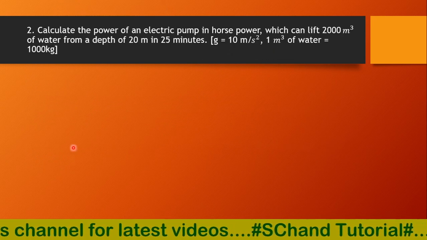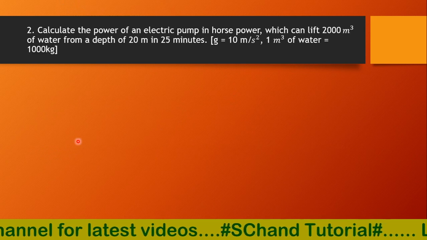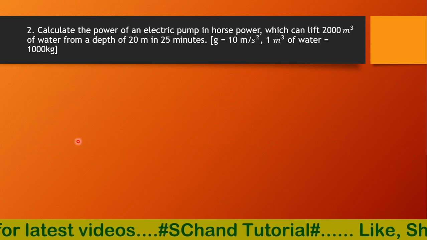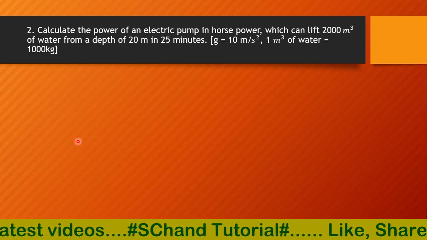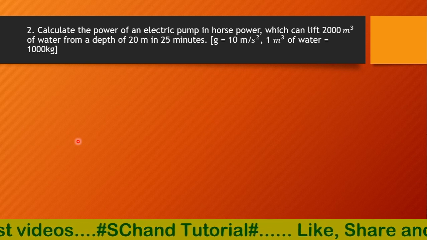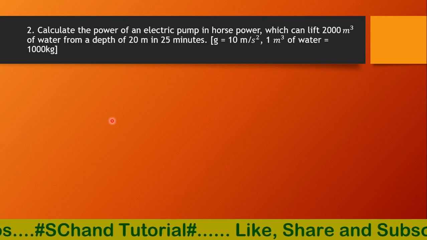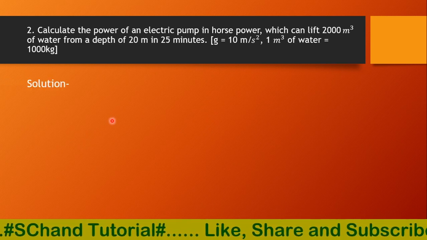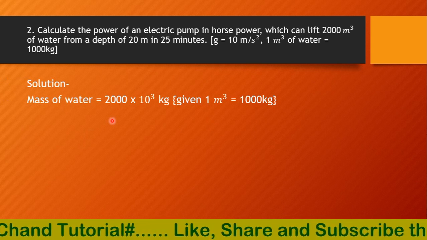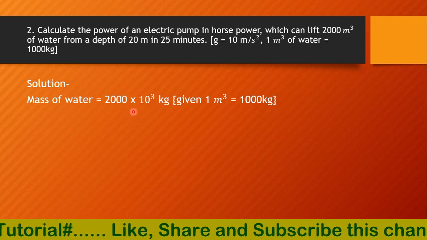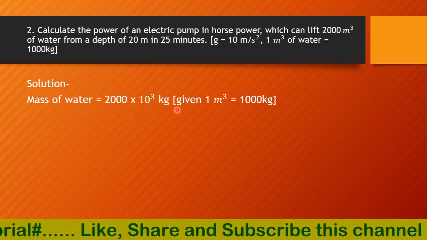Then second part, calculate the power of an electric pump in horsepower which can lift 2000 meter cube of water from a depth of 20 meter in 25 seconds. g is given 10 meter per second square and 1 meter cube of water is given 1000 kilogram. So here we have mass of water, 1 meter cube is equal to 1000 kilograms. So 2000 meter cube will be equal to 2000 into 10 power 3 kilogram.